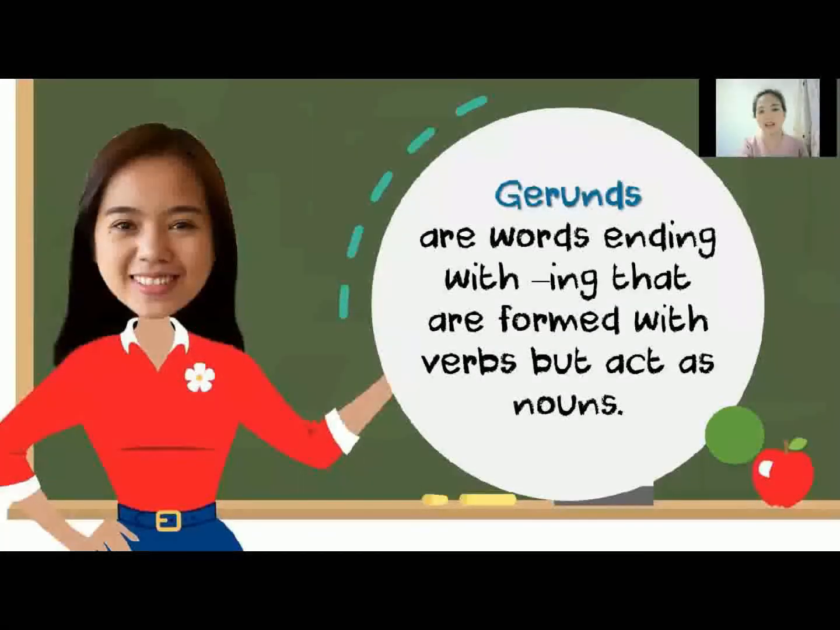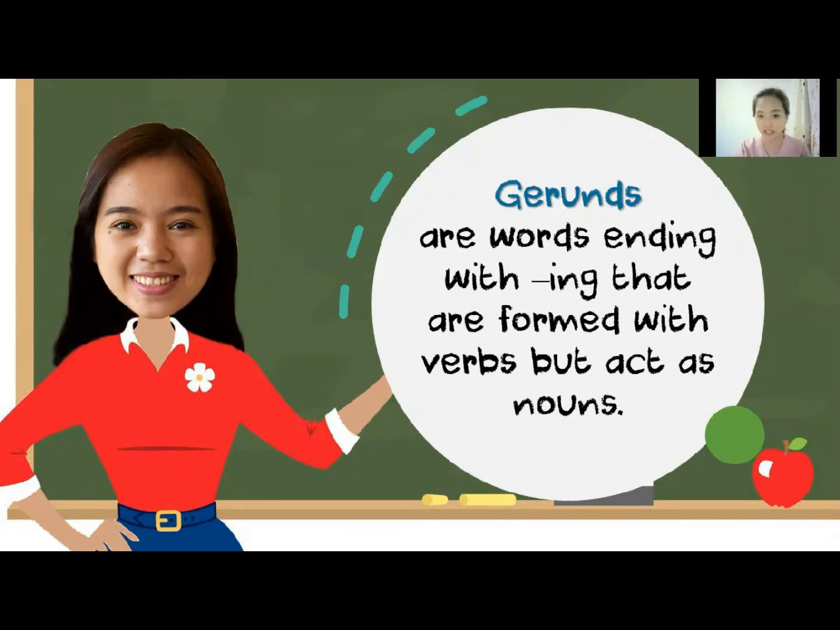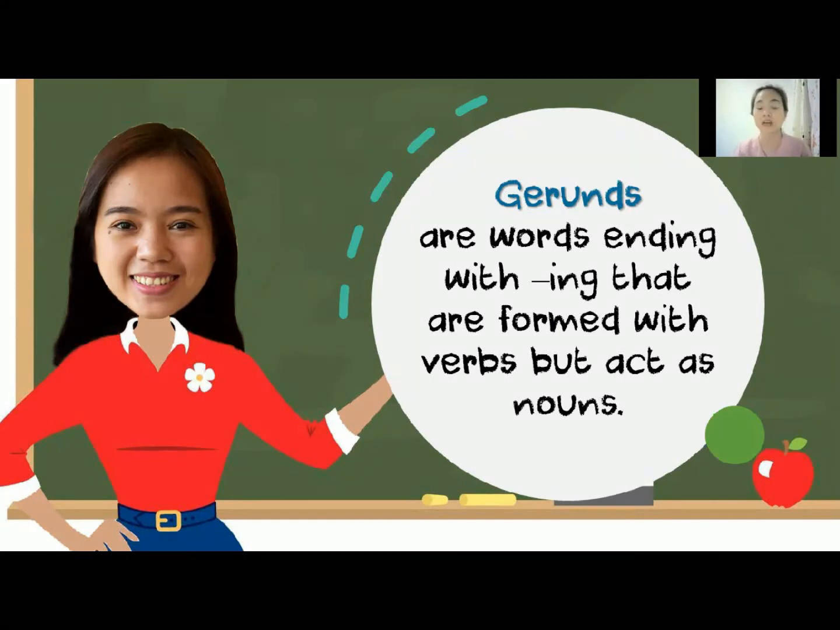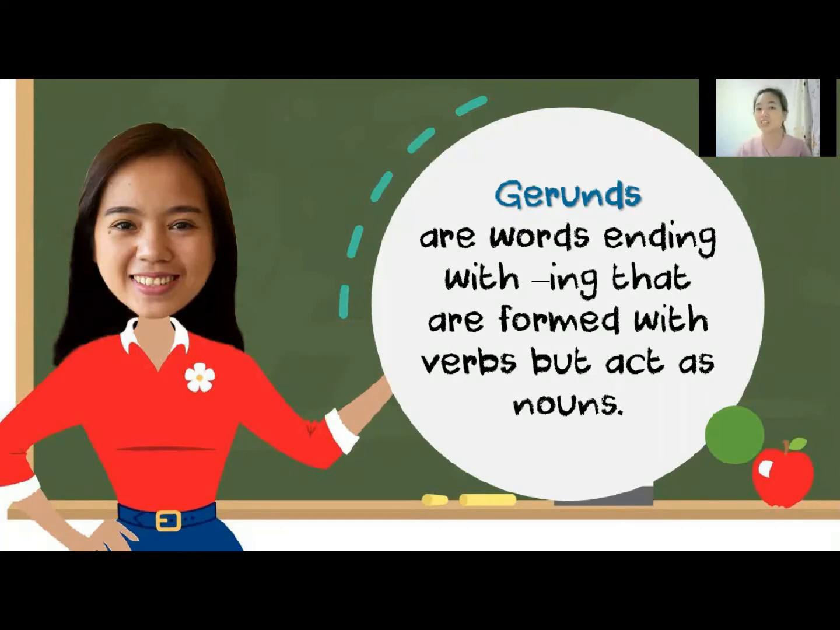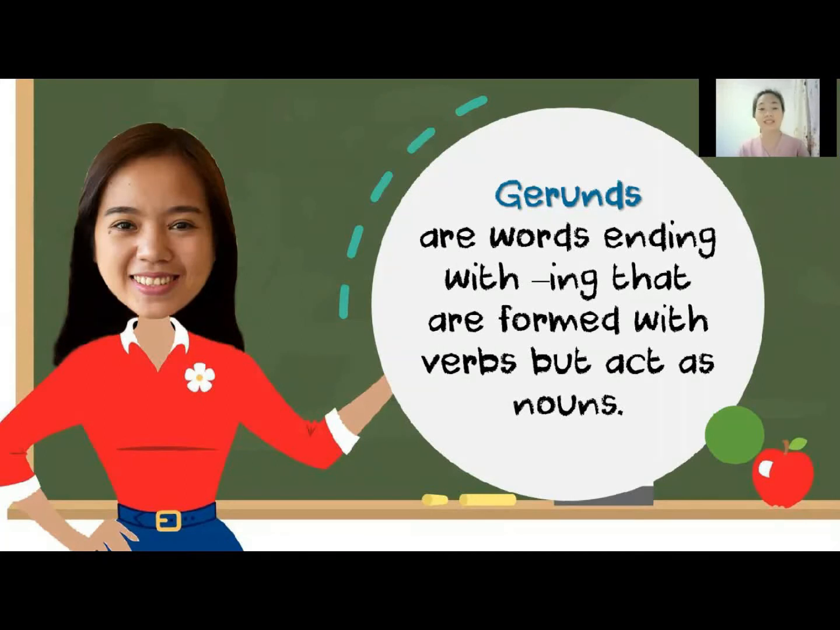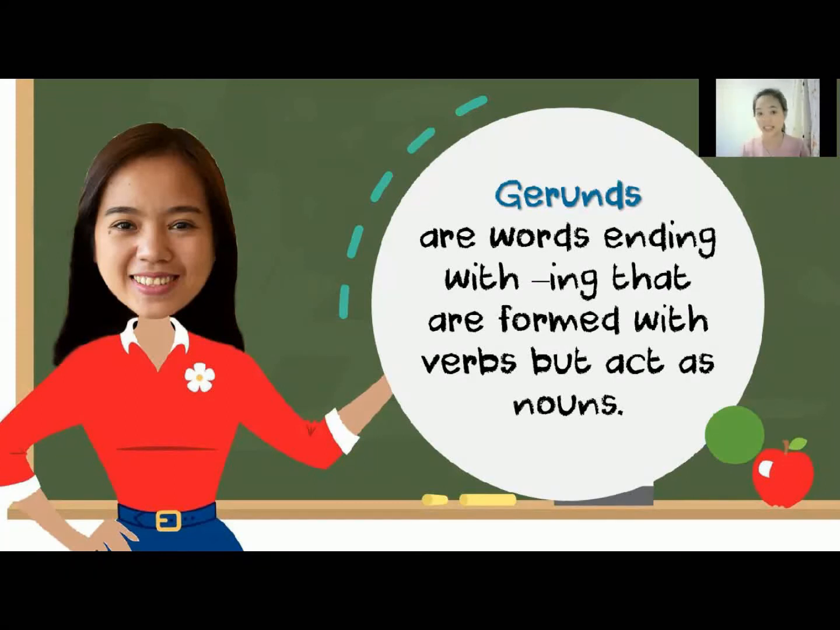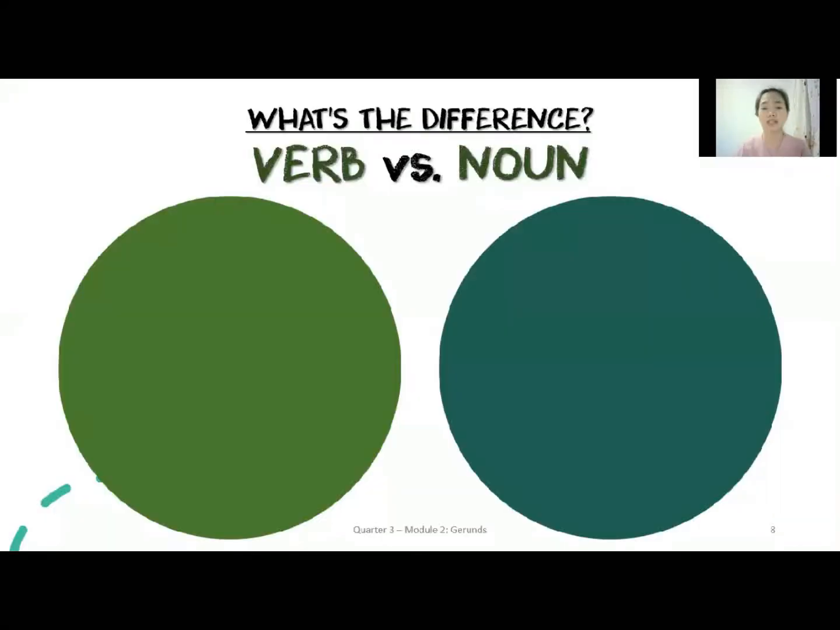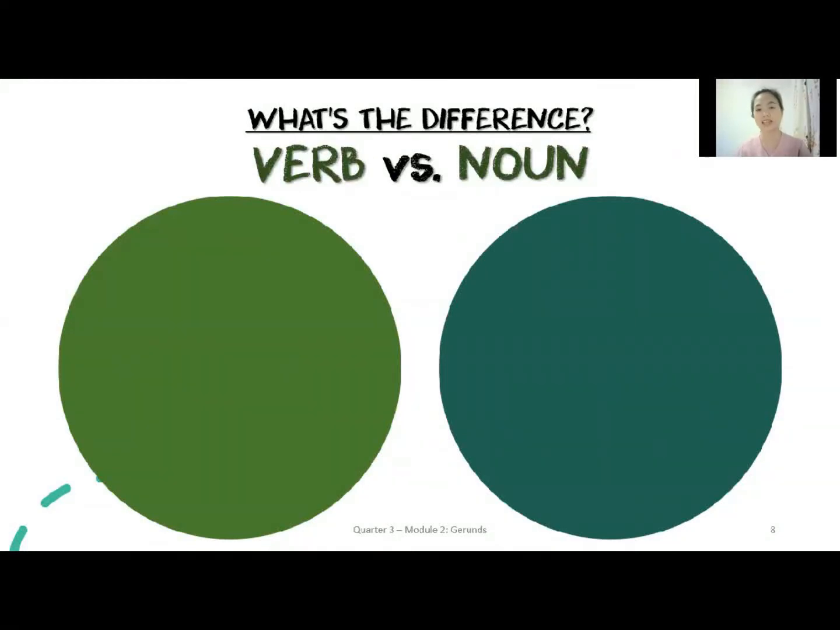Alright, so let me define gerunds first. Gerunds are words ending with ing that are formed with verbs but act as nouns. We might get confused because there are also words with ing whose function is not a noun but a verb. Don't you worry, because we're going to discuss the difference between a word with ing as a verb and a word with ing as a noun. So what's the difference between verb and noun with ing?